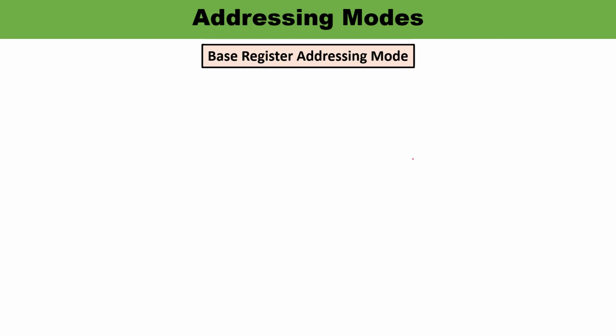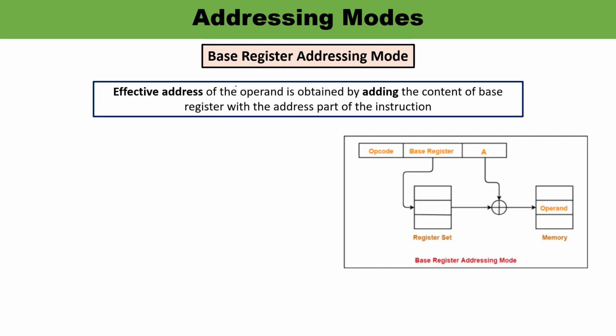Next is base register addressing mode. In this particular case, the effective address of the operand is obtained by adding the content of the base register with the address part of the instruction, right? So that is how you can compute it, and accordingly the operation will be performed.